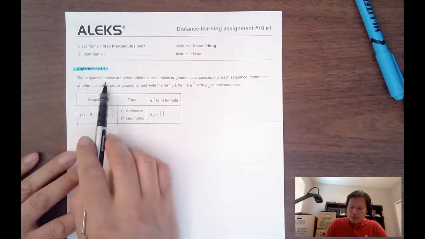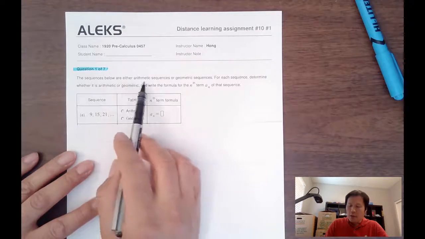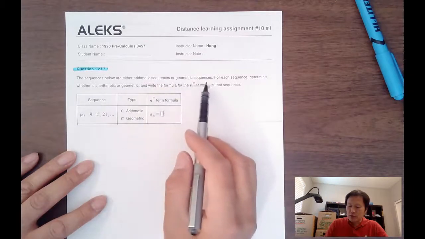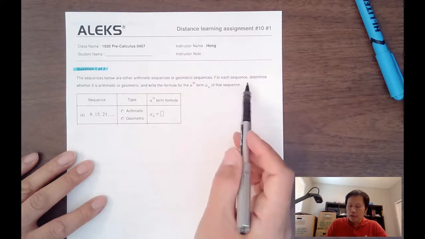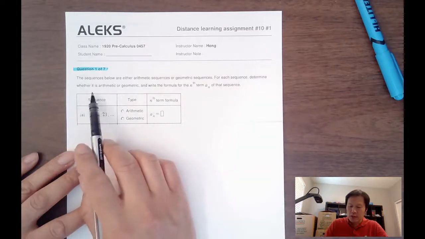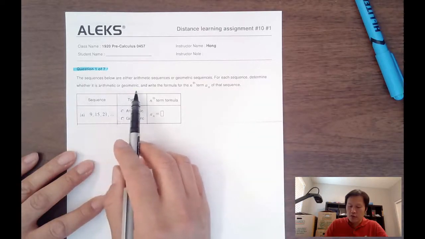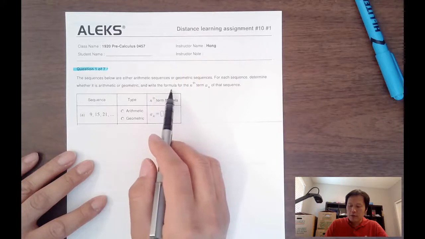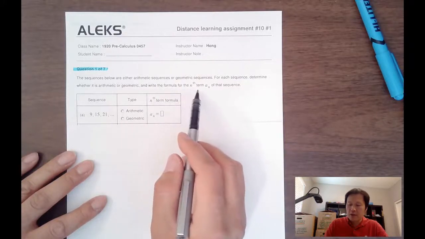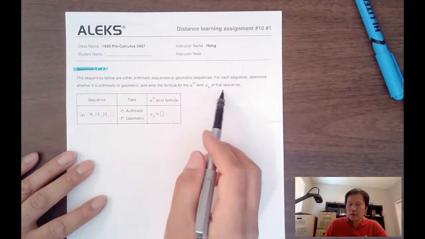The sequences below are either arithmetic sequences or geometric sequences. For each sequence, determine whether it is arithmetic or geometric, and write the formula for the nth term, a sub n, of that sequence.